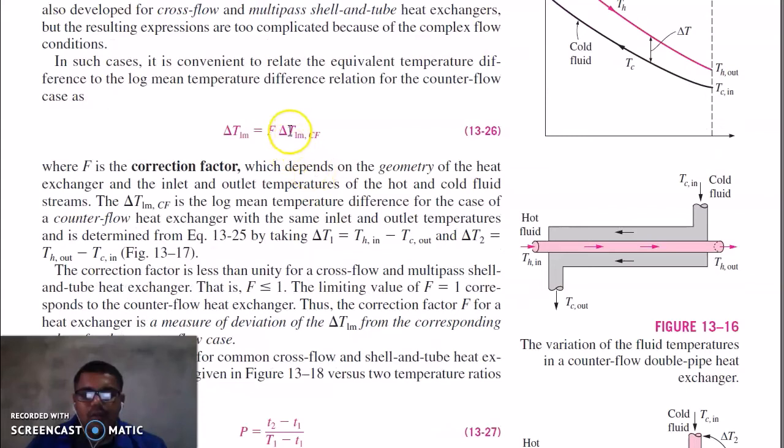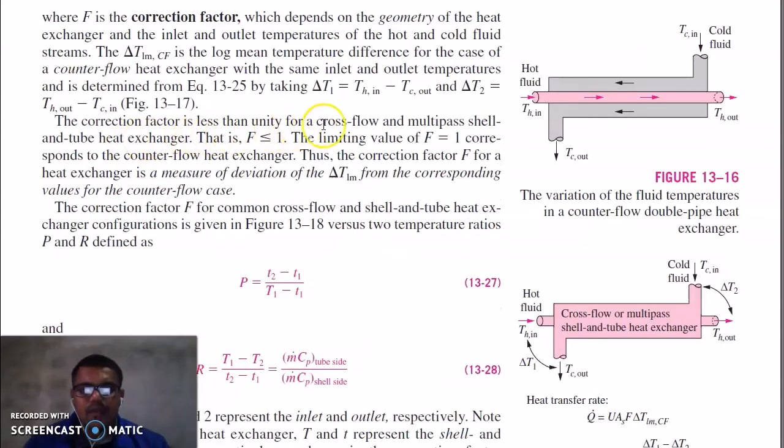Because in case of counter flow heat exchanger this temperature difference is maximum, we will take this as the reference and multiply by the correction factor. It will give you the actual logarithmic temperature difference. The correction factor is less than unity for cross flow and multi-pass shell and tube heat exchangers. That is, F is less than or equal to 1. The limiting value of F equal to 1 corresponds to counter flow heat exchanger. Thus, the correction factor F for a heat exchanger is a measure of deviation of delta T LM from the corresponding value for the counter flow case.